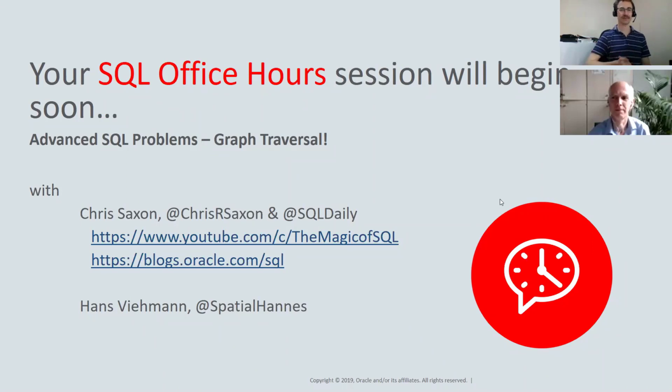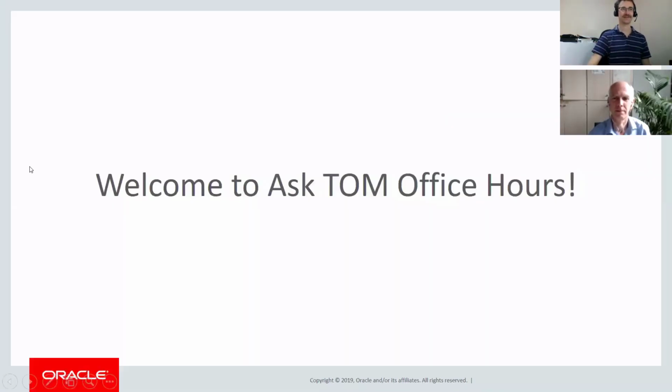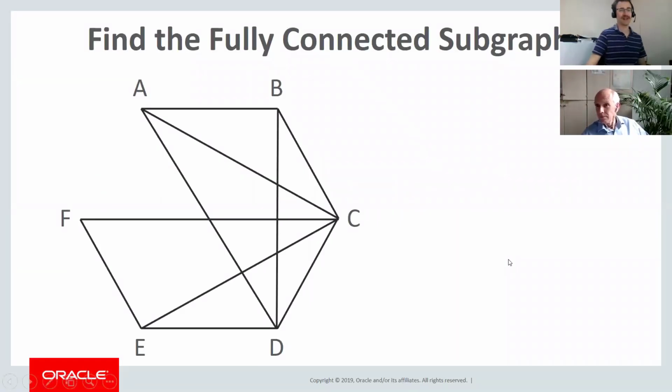We've got a couple of problems, and the first one is a graph traversal type problem. So we've got a graph that looks like this. We've got a number of vertices, that's all these points A, B, C, and D, and so on, and edges between them that connect these. And what the person asking the question wanted to do is find all the fully connected subgraphs. So that means every graph where every vertex has an edge to every other vertex within it.